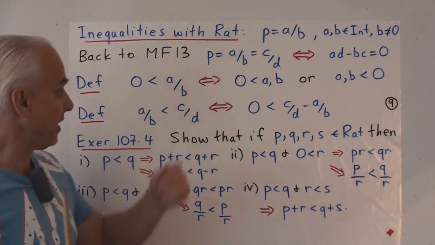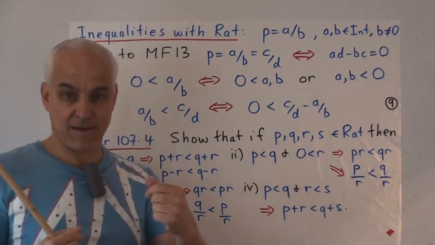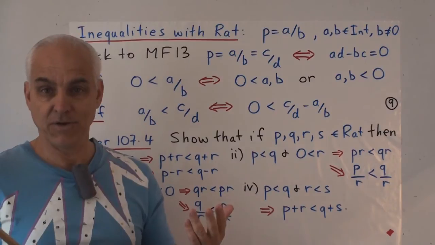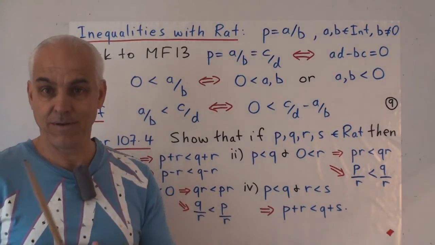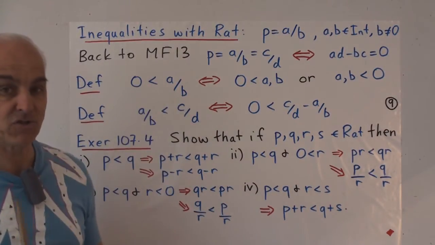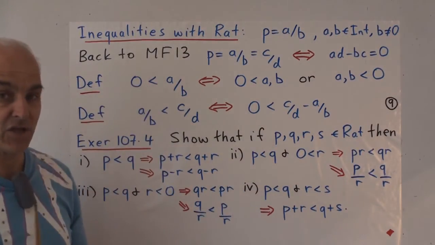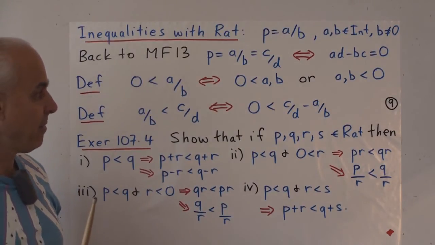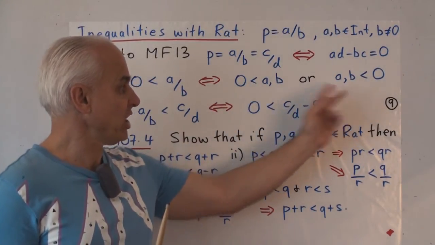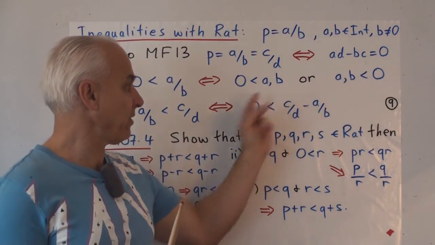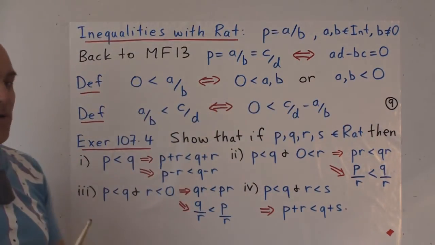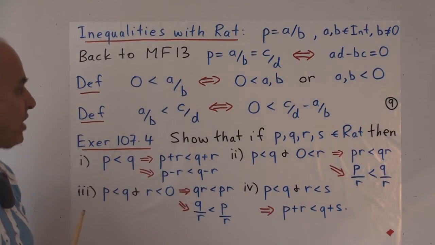We have to deal with the fact that a and b are not unique. We can multiply both a and b by any non-zero number and get an equal rational number. In particular, we could multiply both of them by minus 1 and the rational number hasn't changed. If we multiply both of them by minus 1, then this total condition doesn't change. We might go from this condition to that condition, or from that one to that, but the whole condition doesn't change. So this unambiguously defines what a strictly positive rational number is.